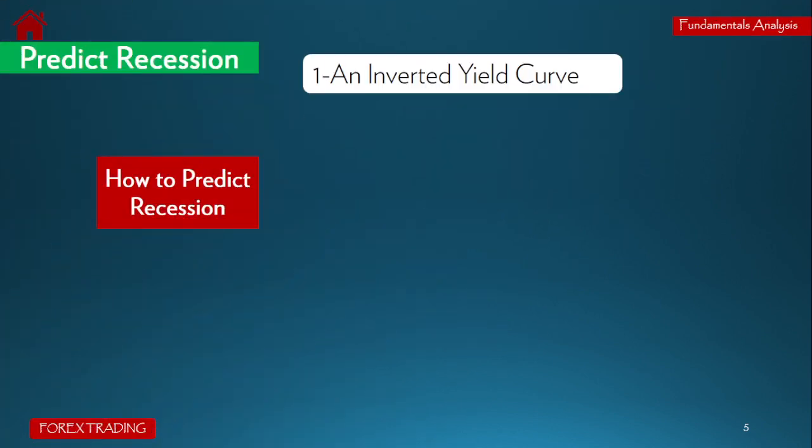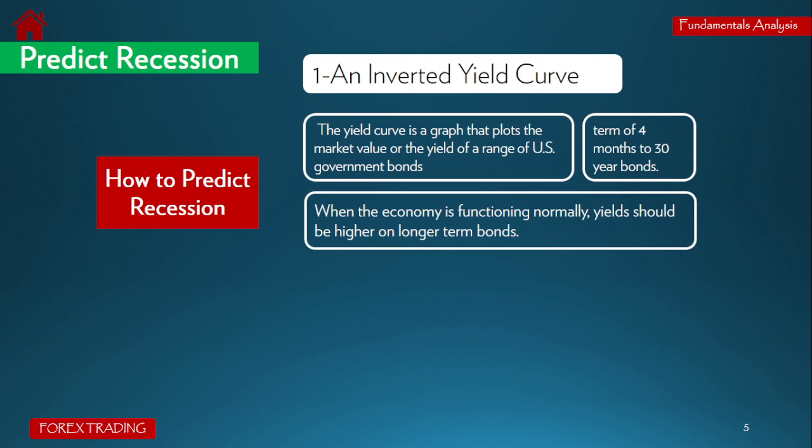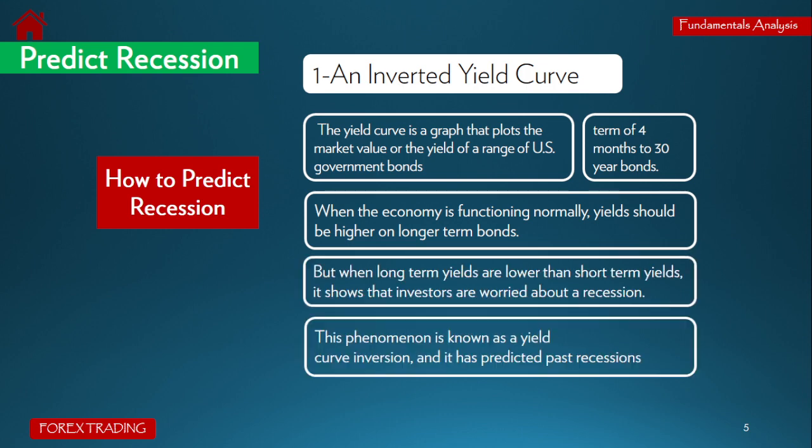An inverted yield curve, what is it? The yield curve is a graph that plots the market value or the yield of a range of US government bonds. So remember, this relates to US government bonds. And the term of these bonds is from 4 months to 30 years. When the economy is functioning normally, yields should be higher on longer term bonds. But when long-term yields are lower than short-term yields, it shows that investors are worried about a recession. This phenomenon is known as a yield curve inversion, and it has predicted past recessions as well.